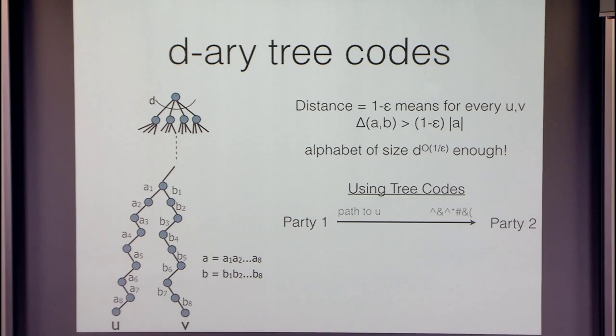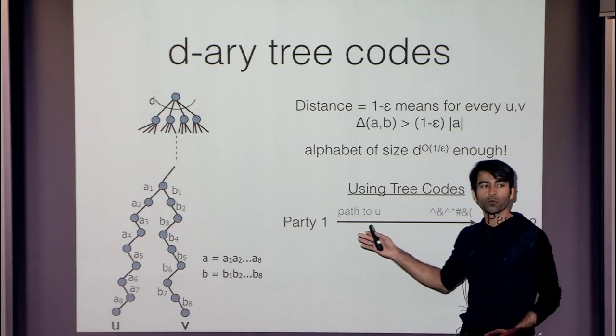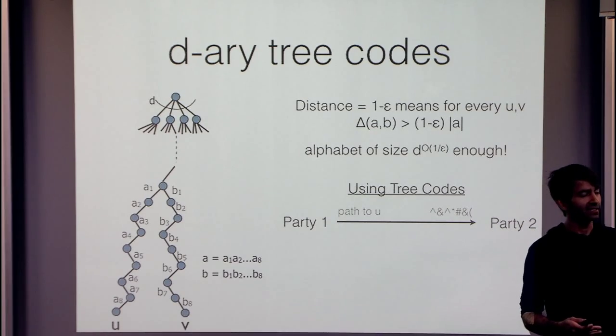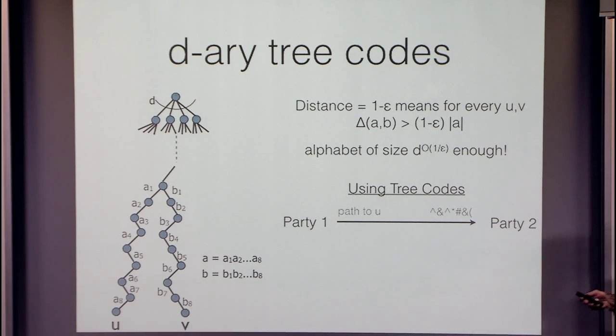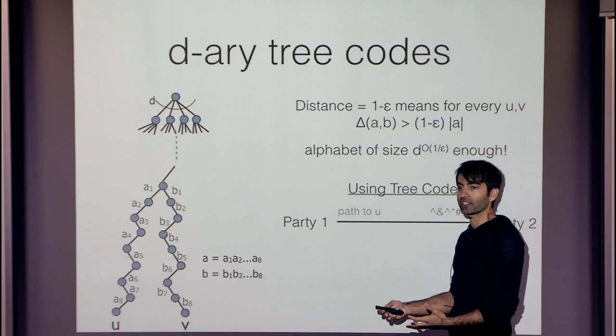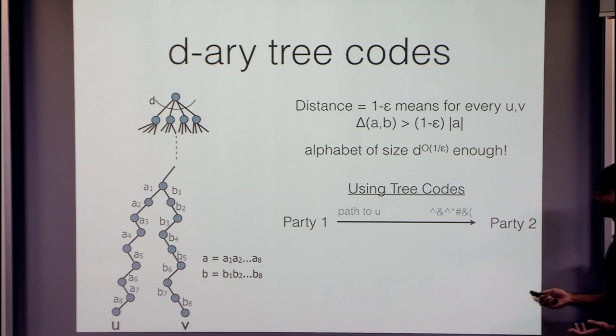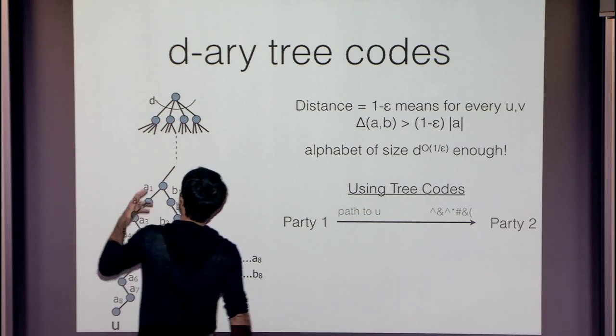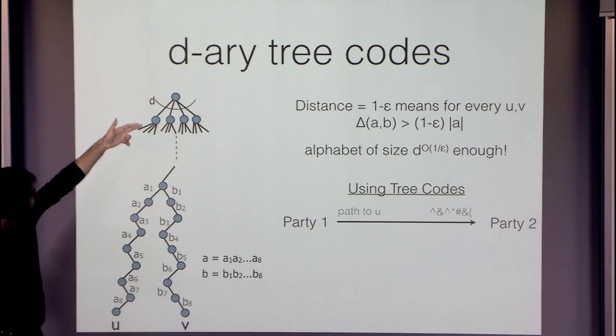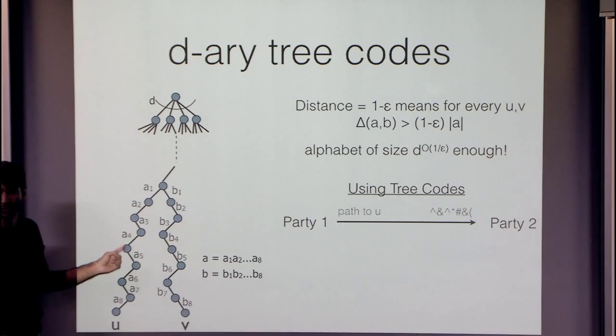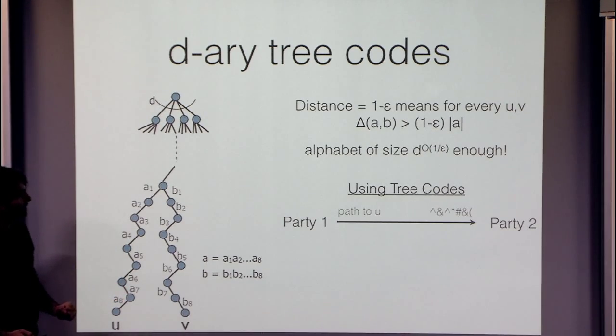So here are some nice properties of tree codes once you have them. Imagine that the first party wants to send u as his message. So he wants to send the name of the vertex u as his message. So how can you do that? The first party can then just send the labels on the path that lead up to u in the tree code. So the first party sends that.